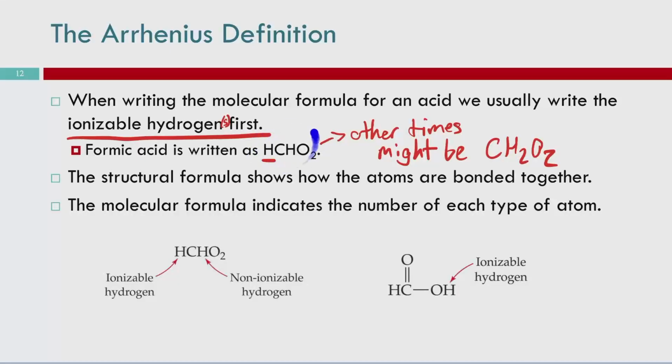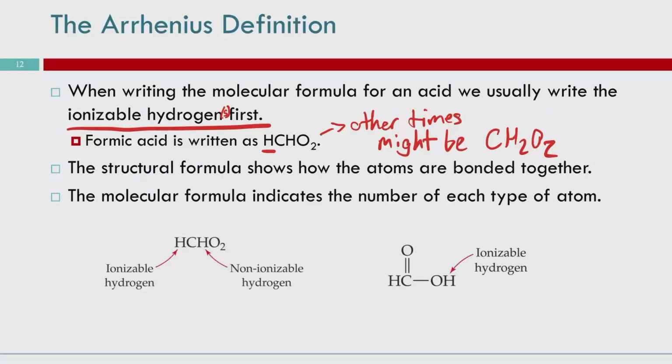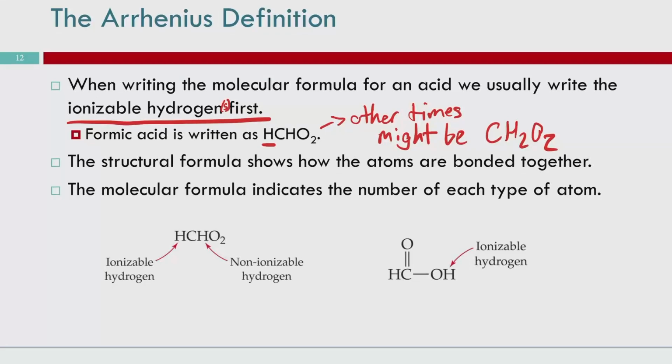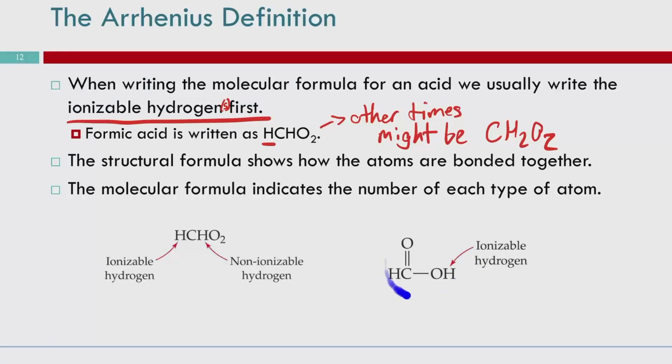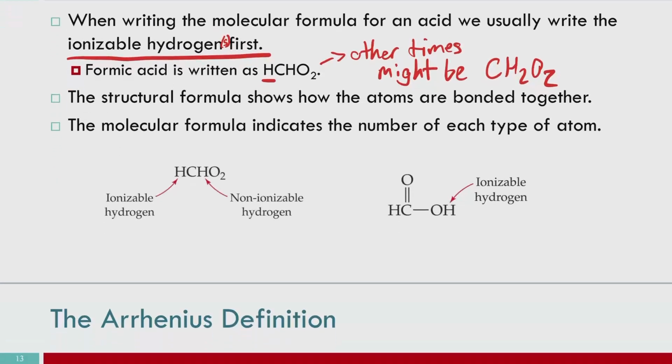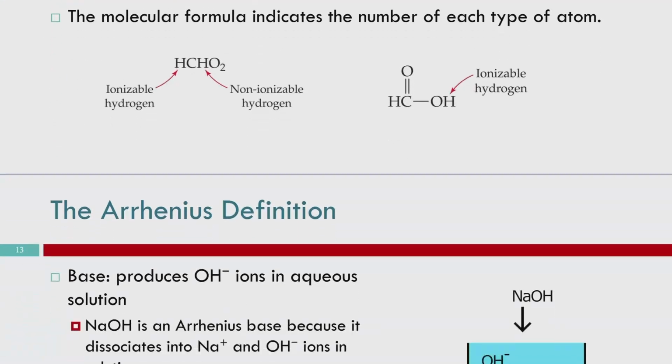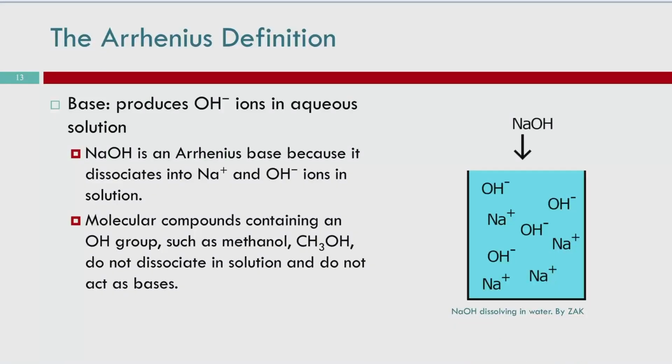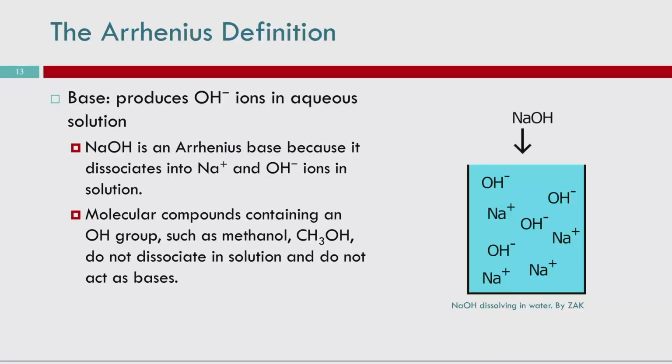So that's our formula. The structural formula would show how the atoms are bonded together. So this HCHO2, we can also show it like it is here on the right, where the carbon is bonded to a hydrogen. There's also a hydrogen bonded to the oxygen, and it's the hydrogen bonded to the oxygen that comes off in water, or can come off in water, which is relatively not important for this class.